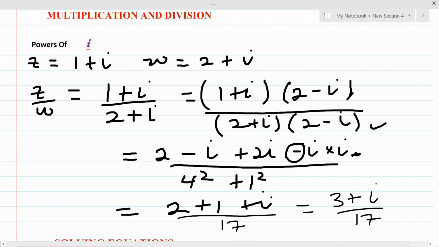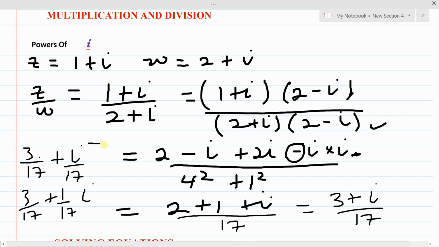In other books they will try to simplify it to the lowest and write 3 over 5 plus i over 5, or you can say 3 over 5 plus 1 over 5 i. Mostly this is how they write it.